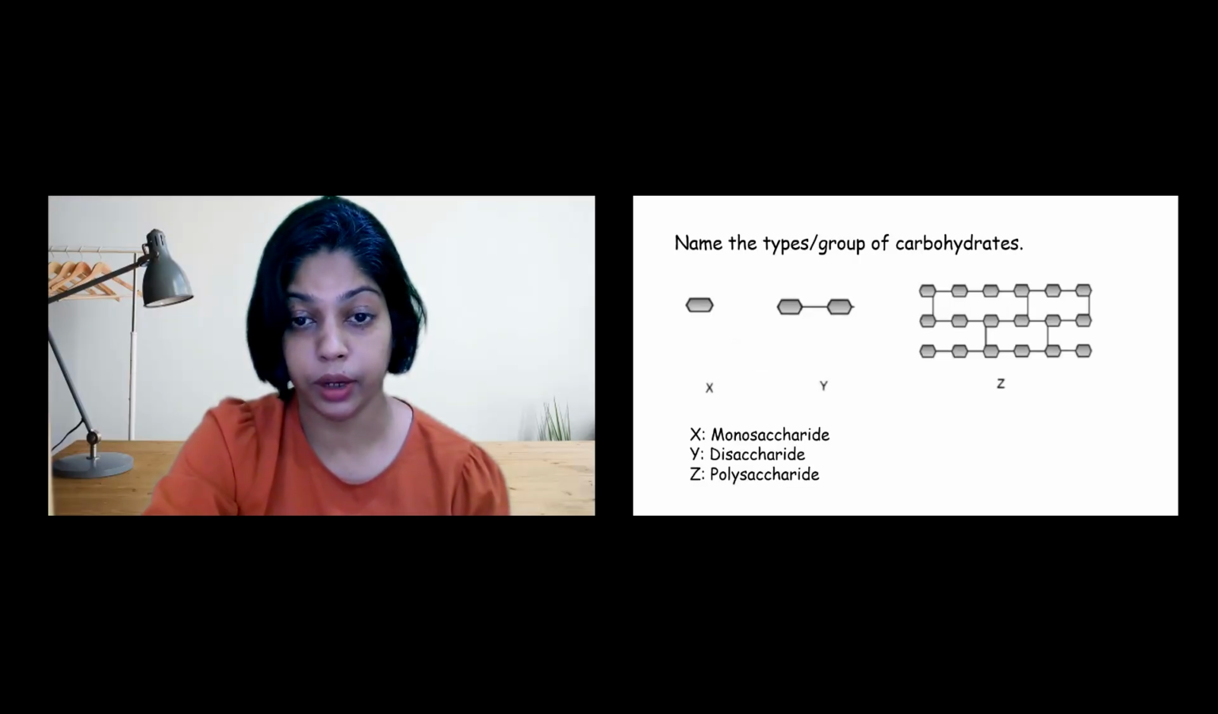Carbohydrates are divided into three groups: monosaccharides, disaccharides, and polysaccharides. Monosaccharide is simple sugar made of one sugar unit. Disaccharide consists of two sugar units joined together. Polysaccharides is made of many sugar units linked together to form long chain.